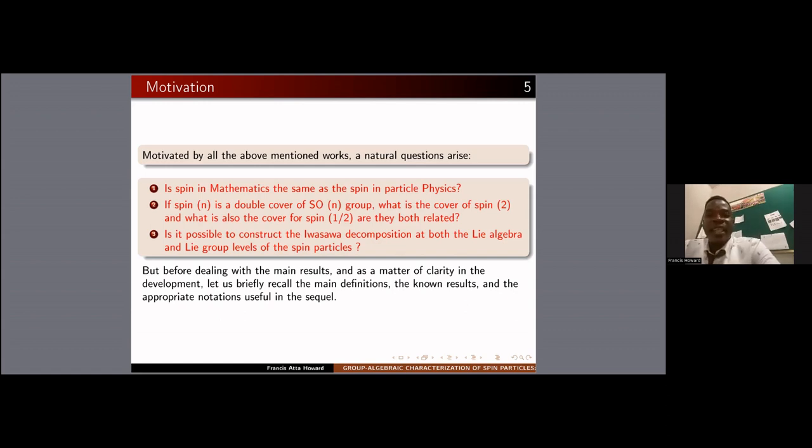I'd also want to check if a spin group in mathematics is a double cover of the special orthogonal group, that's the SO(n) group. What will be the cover of spin 2, which is in maths? And what will also be the cover of the spin half, which is a particle? I also want to consider if it is possible to construct the Iwasawa decomposition of a spin particle at both the Lie algebra and the Lie group level.